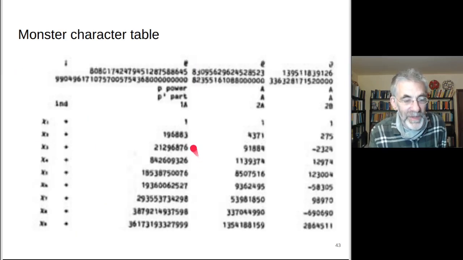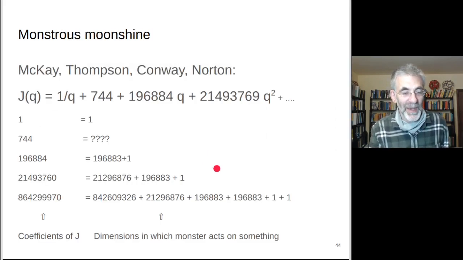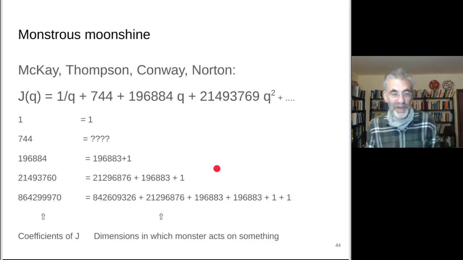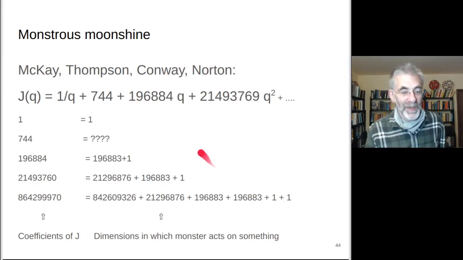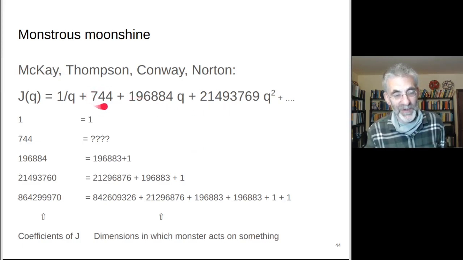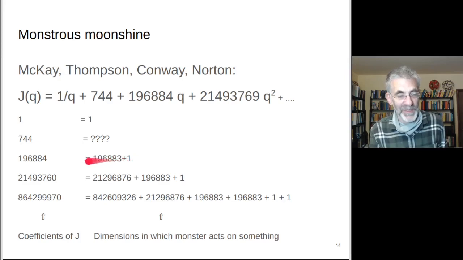If you look at this number, 196883 was one of the numbers appearing on John McKay's T-shirt. And monstrous moonshine, as discovered by McKay, Thompson, Conway and Norton, one aspect of it says that each of the coefficients of the elliptic modular function, except for this coefficient here, is a simple combination of dimensions of representations of the monster. So here I've written out the first three or four of them.